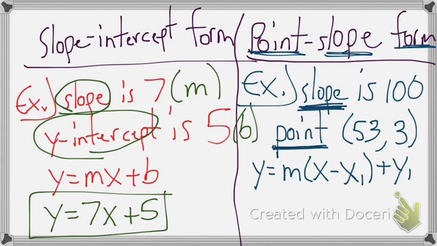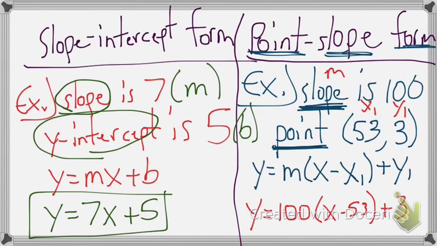The m, that's the slope. Obviously, that doesn't change. But then there's an x1 and a y1. Those are the coordinates of your point. So the 53, that's x1. The 3 is y1. Now we just plug it all in. So it's going to look like y equals 100 times x minus 53 plus the greatest number in the world, 3.